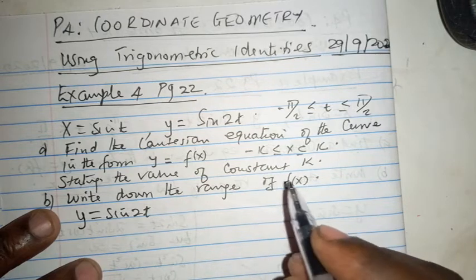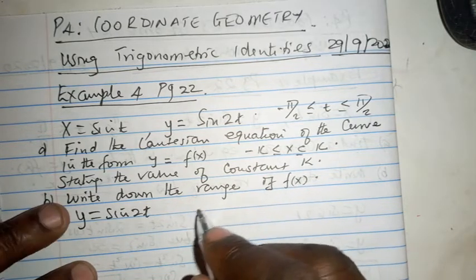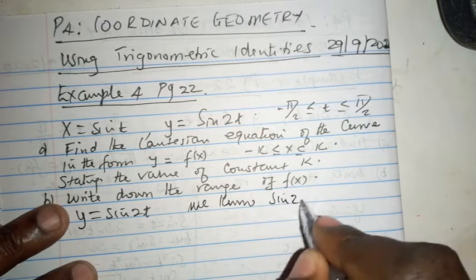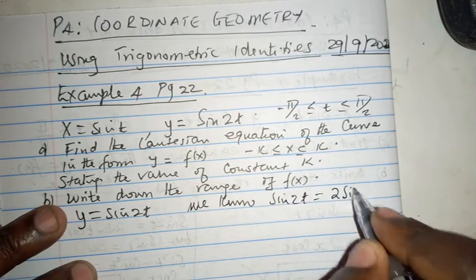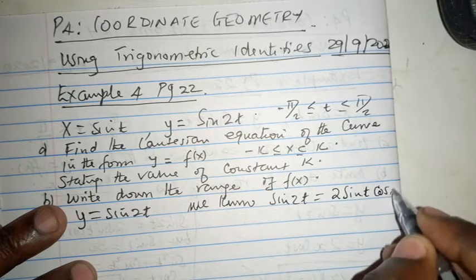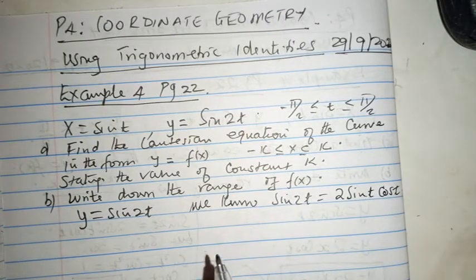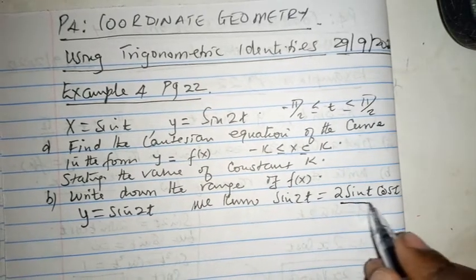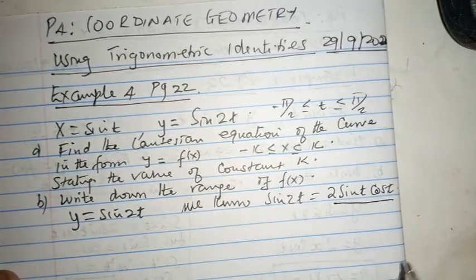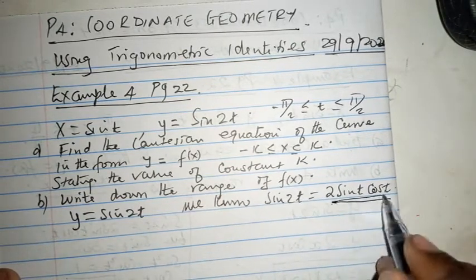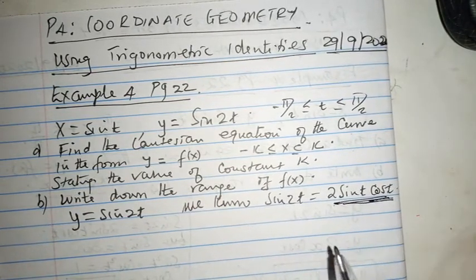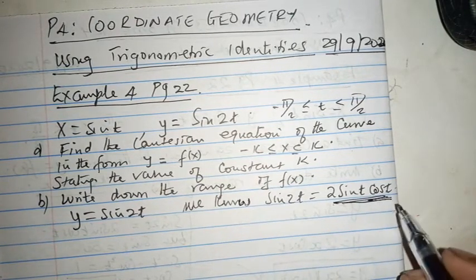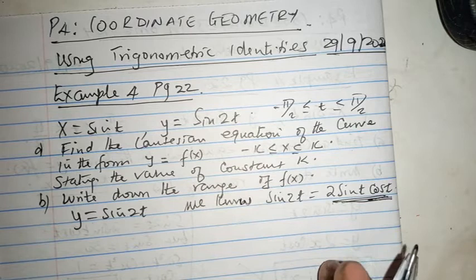And we're going to use a trigonometric identity. We know that sine 2t equals 2 sine t cos t. This one is a known trigonometric identity. In our previous video, we discussed this in Pure Mathematics 3. You can search for it on my YouTube channel, Pearson Edexcel International Maths by Mr. Kamoto, and you'll find it there.